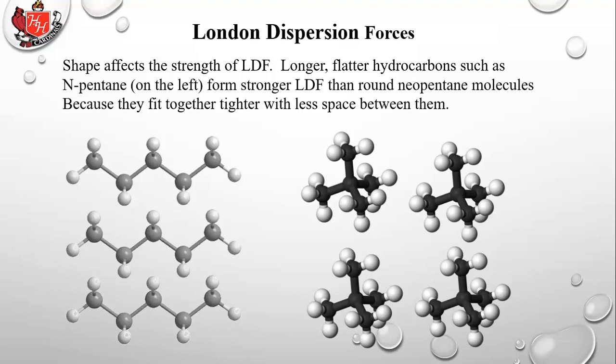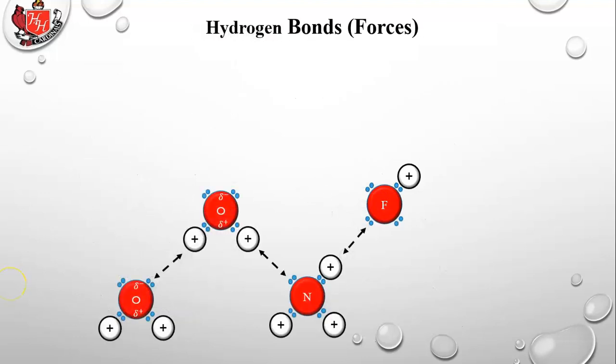On the right, they're kind of spread out. They have branches, what are called branches, round molecules do. For that reason, the neopentane molecules over on the right, the rounded ones, actually burn faster because they have weaker London dispersion forces and they can burn much faster.